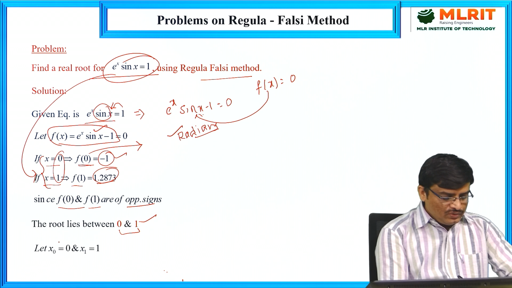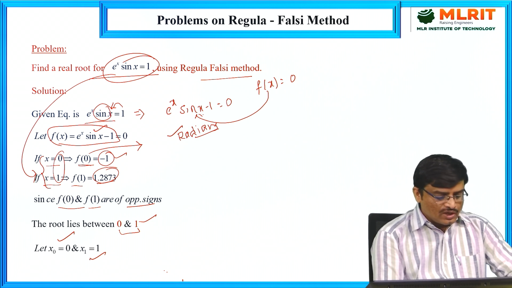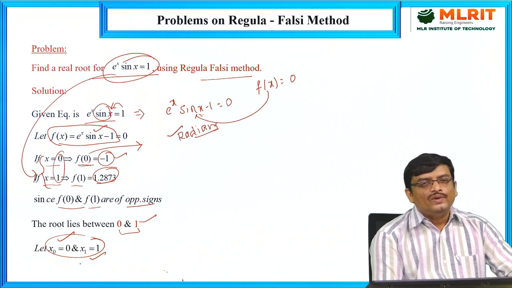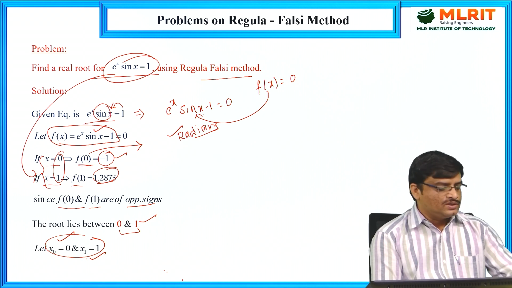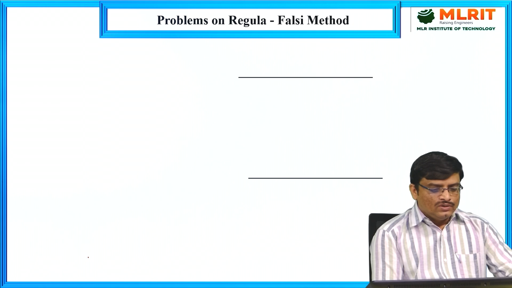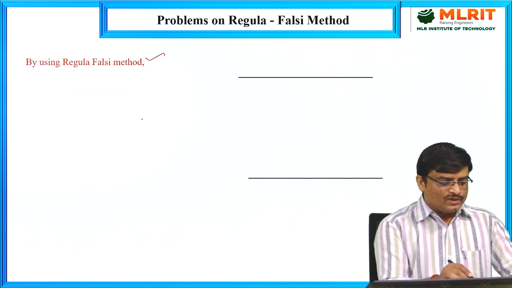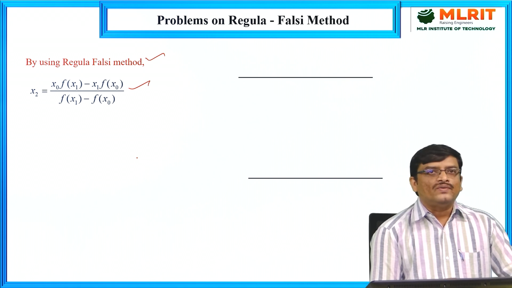So you consider that x0 is equal to 0 and you consider that second number as x1. So x0 is equal to 0 and x1 is equal to 1. Now by using these initial values, we are going to find out the first approximation using false position method. Okay. So now by using our false position method, this is our formula to find out our x2 value.